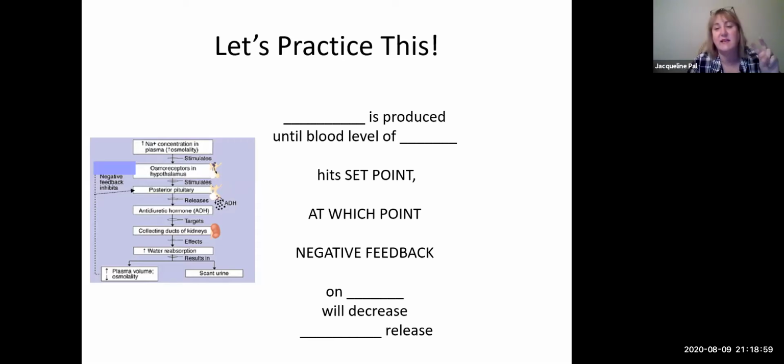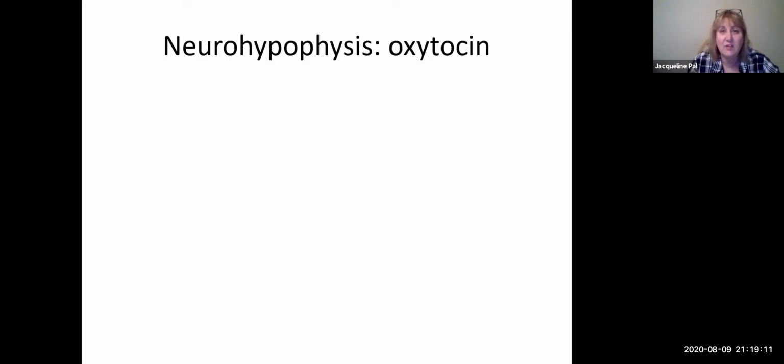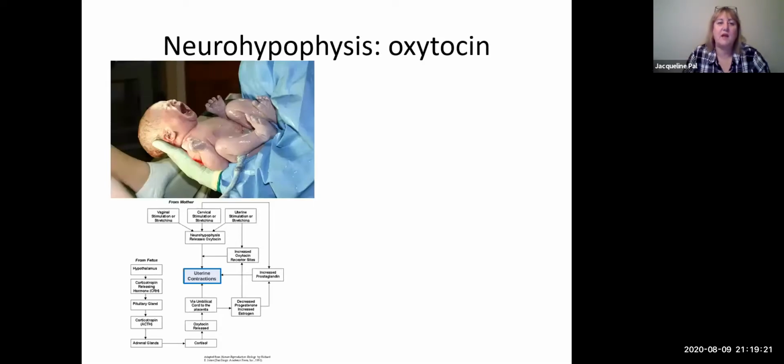Once you're done, as I said, there were 2 hormones in, what's this part of the pituitary gland? Yeah, I know you want to say posterior, but what's the other name for it? The neurohypophysis. And the other hormone in the neurohypophysis is oxytocin. So as you recall, when I was talking about positive feedback, I was talking about oxytocin. So we have this beautiful, healthy baby being born.